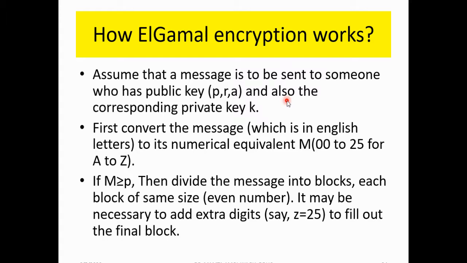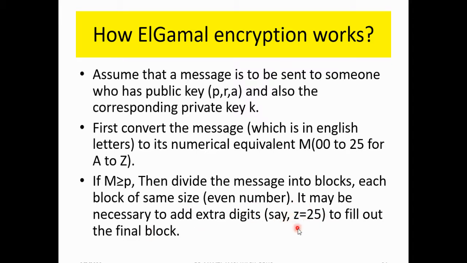Assume that a message is to be sent to someone who has the public key (p, r, a), this triplet is the public key, and also the corresponding private key, k. Then first convert the message, which is in English letters, to its numerical equivalent, that is 0 to 25 for A to Z. If m is greater than or equal to p, then divide the message into blocks, each block of the same size, preferably an even number. It may be necessary to add an extra digit, say Z, which is 25.